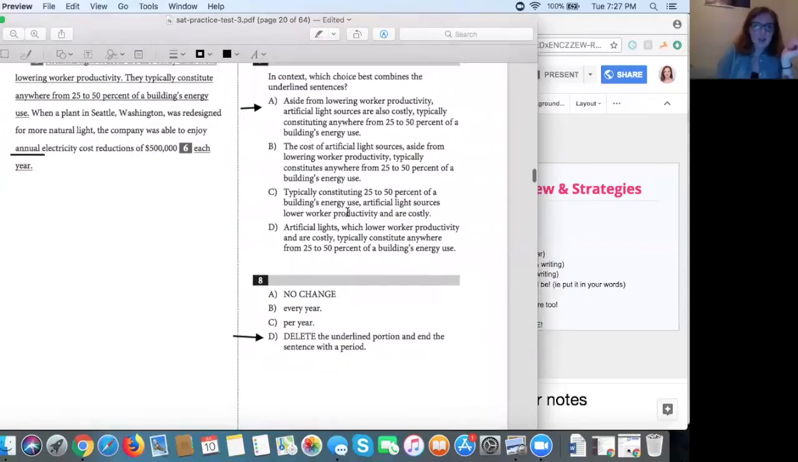Excellent. Let's do the next one. When a plant in Seattle, Washington was redesigned for more natural light, the company was able to enjoy annual electricity cost reductions of $500,000 each year.